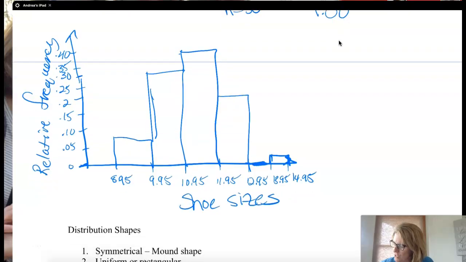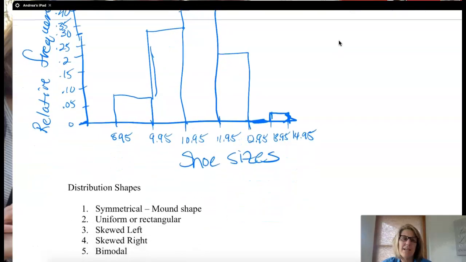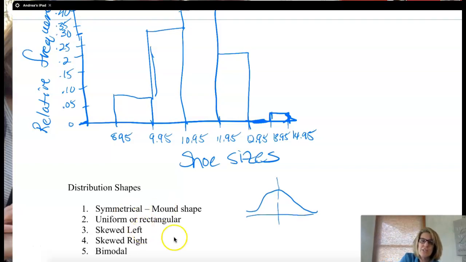Okay, so what we're going to look at now is different shapes. We want to know what's the shape of this histogram. So we have several different possibilities. We have symmetrical or mound shape, and usually we think of a smooth curve over this histogram. Symmetrical or mound shape looks kind of like this. If we could draw a smooth curve, symmetrical means it's a mirror image on both sides, so my curve isn't perfect here. Uniform or rectangular would be if our bars were all the same.